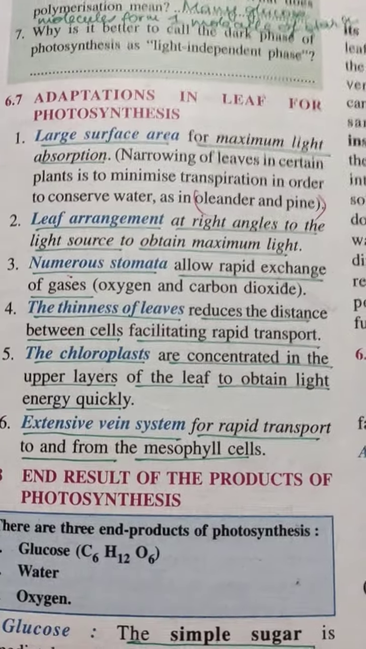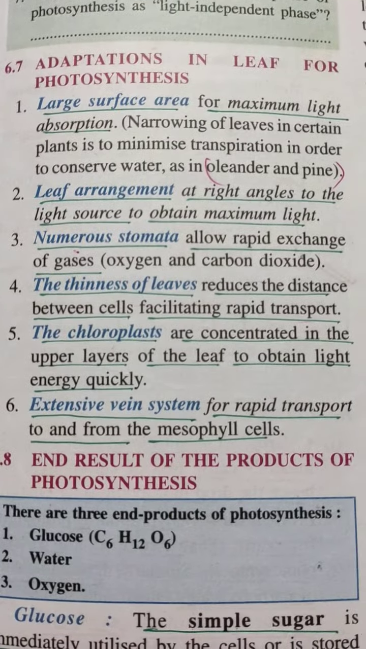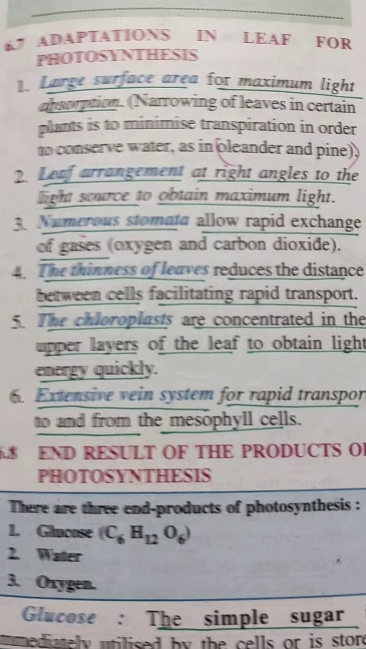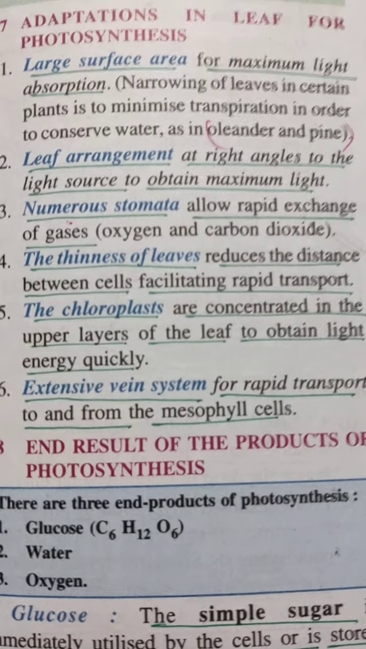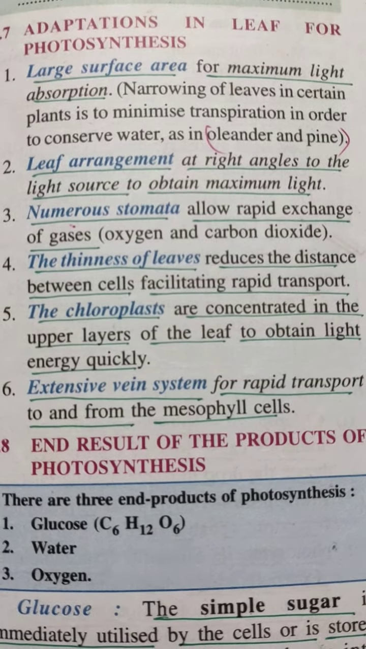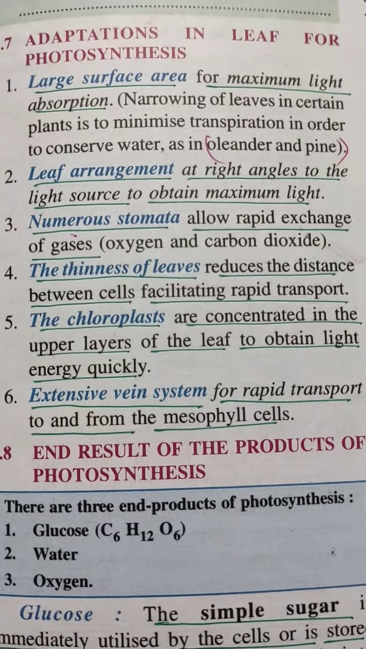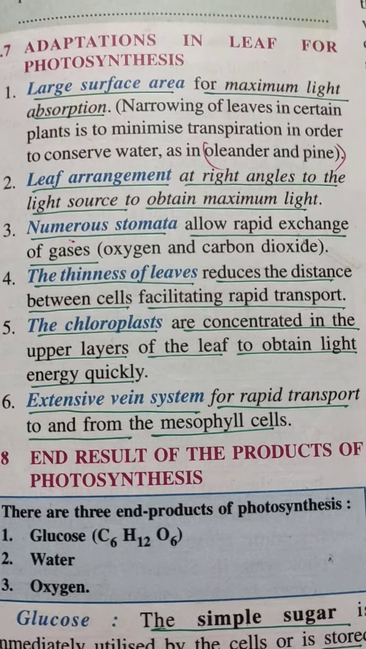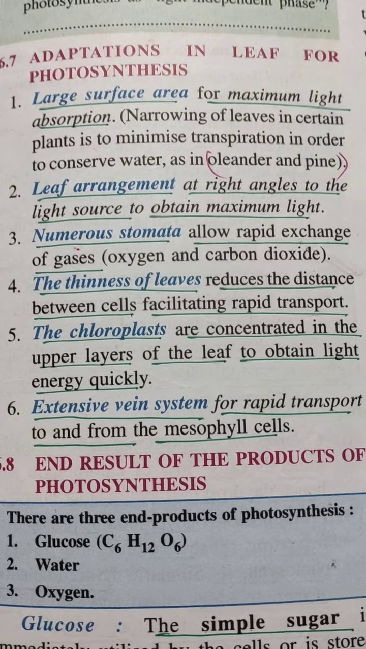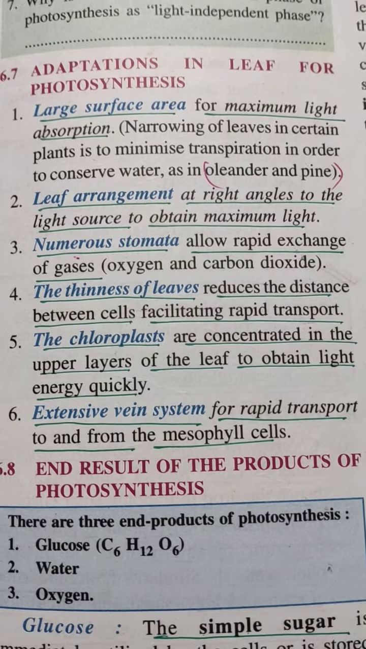Now, adaptations in leaf for photosynthesis. There are many adaptations in leaf which will help in the photosynthesis process. One is large surface area, because as much area is there, that much it is exposed to the light energy, and for maximum light absorption it needs large surface area. Leaf arrangement at right angles to the light source to obtain maximum light. So if the leaves are at right angles to the light, it will be easier for them to absorb light energy. Numerous stomata that allow rapid exchange of gases, that is oxygen and carbon dioxide.